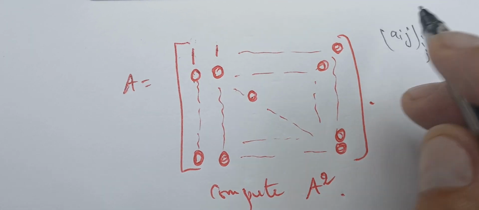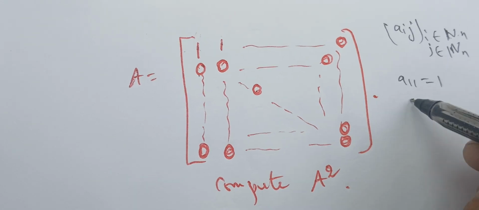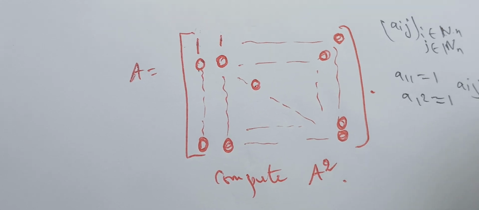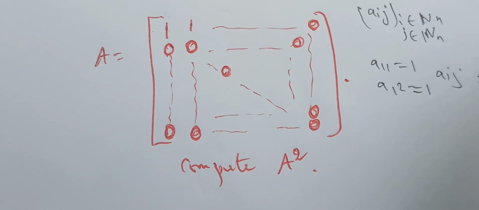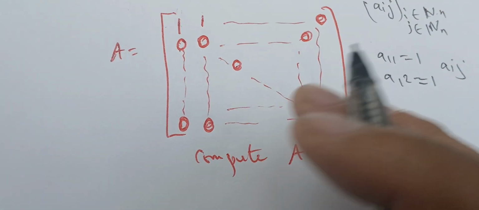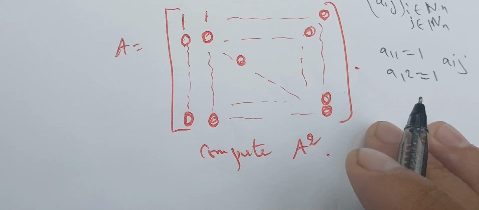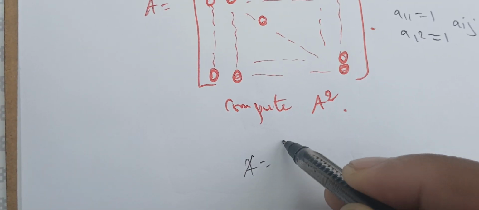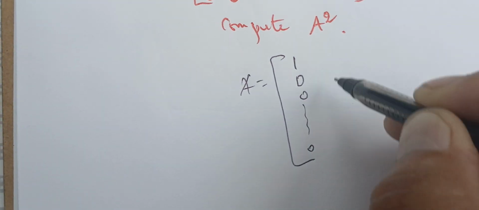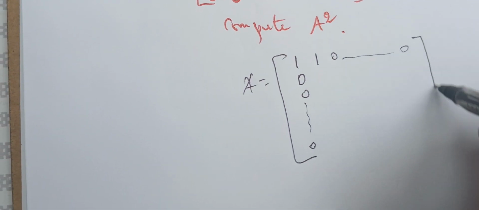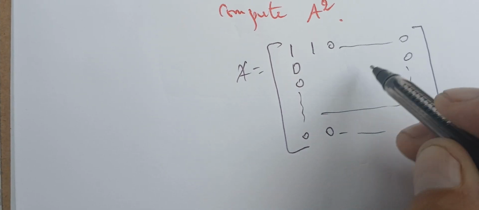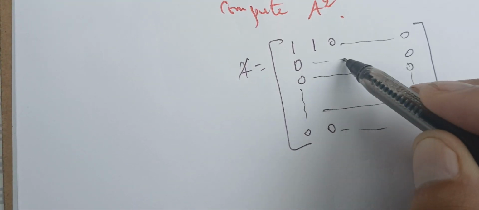Here we see that a11 is 1 and a12 is 1. All the other a_ij are zeros. We want to compute A squared. To compute A squared, we just use our way of multiplying matrices. Here we write A again, 1 1 0 0 0 0, and here 1 and zeros everywhere. The same thing here: we have zeros everywhere except for the first row, where we have these two elements non-zero.